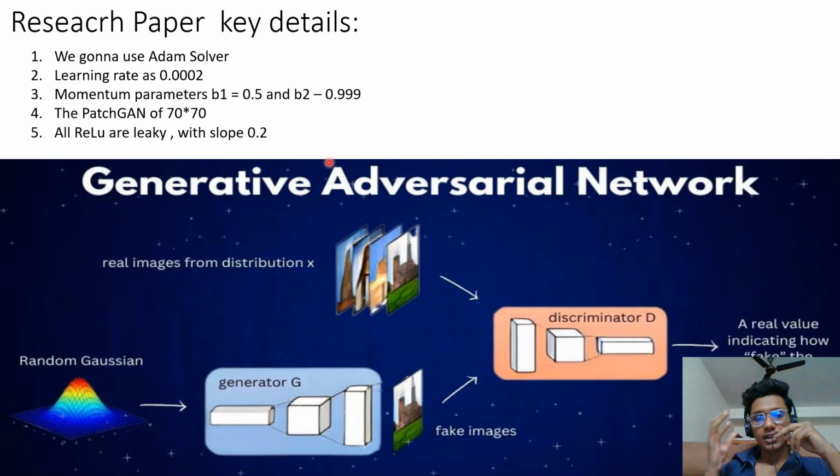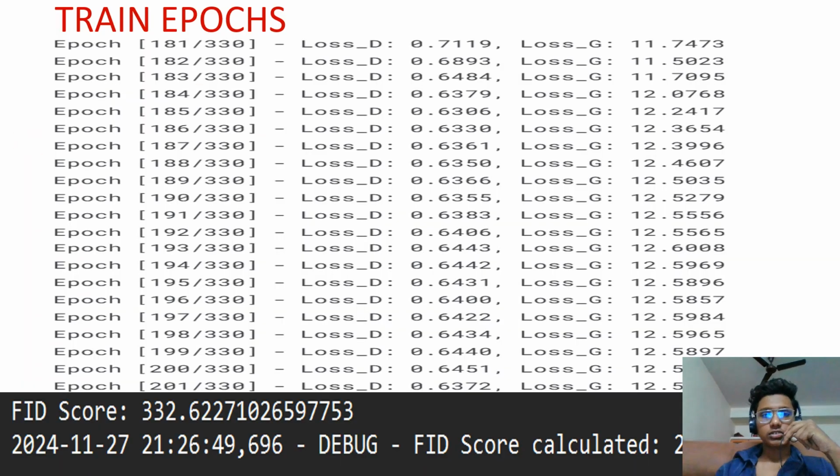Now there is basically a research paper for the pix-to-pix GAN. In that, all the things used in pix-to-pix GAN are given: we're going to use the Adam solver, and the learning rate should be 0.0002. The momentum parameters beta 1 and beta 2 should be 0.5 and 0.999. The PatchGAN should be of 70 by 70. All the ReLUs are Leaky ReLUs with a slope of 0.2. So these are the number of train epochs we have done so far, and this is the FID score we calculated here.